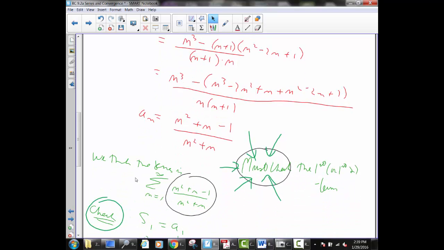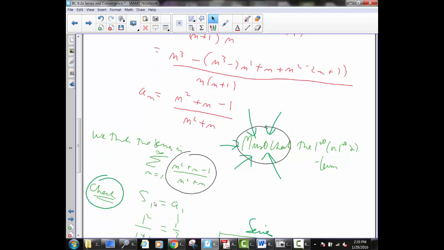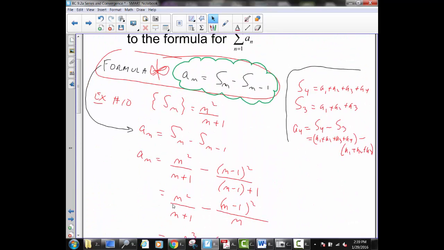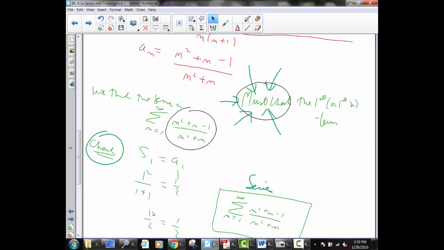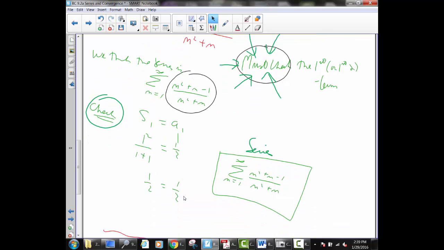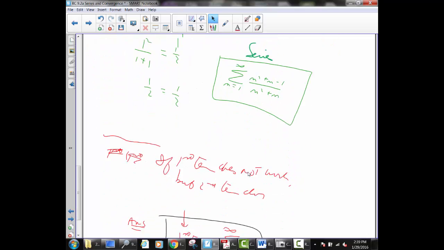Now, at this point, we think the series is summation n goes from 1 to infinity of this expression, but you have got to check the first or possibly the first two terms. So the sum of the first one terms should be equal to a1, right? The first term, that's what the sum of the first one terms is. So S1 is 1 squared over 1 plus 1, which is a half, and according to our formula, a1 would be 1 plus 1 minus 1, which is 1 over 1 plus 1, which is a half. As long as the first term works, you don't have to check any others, and our series is summation n goes from 1 to infinity of that expression.